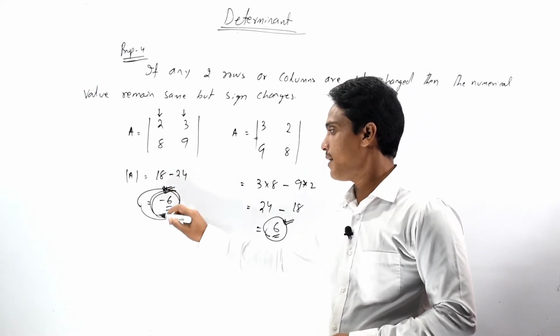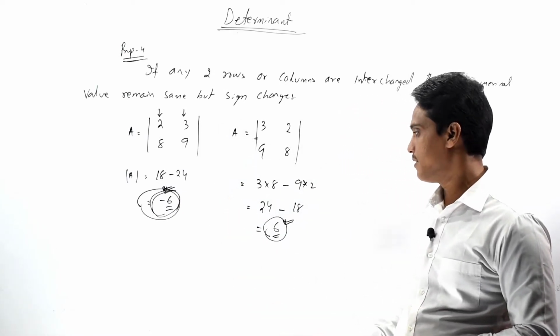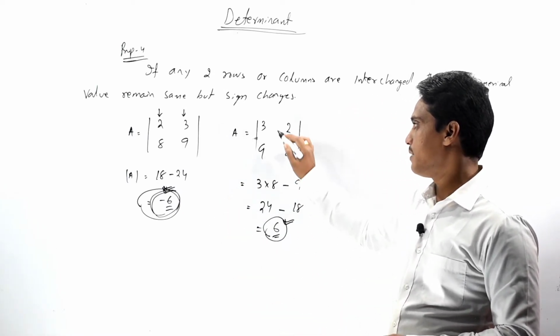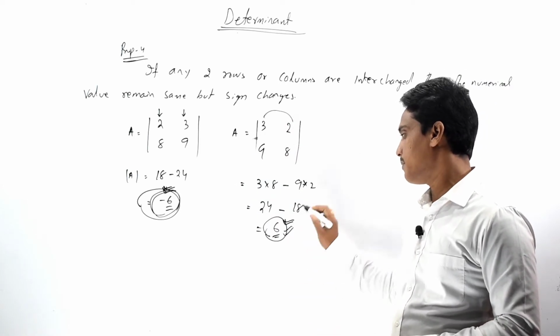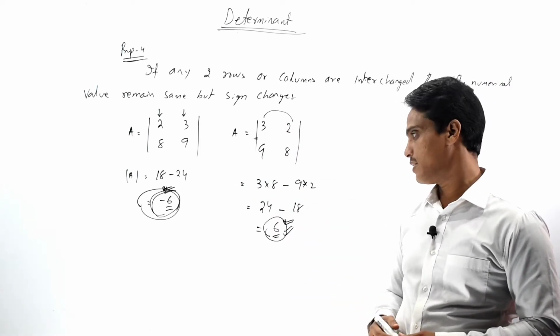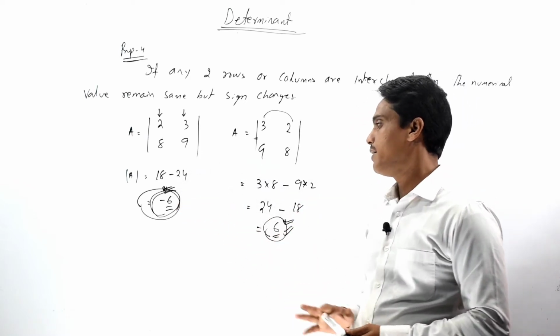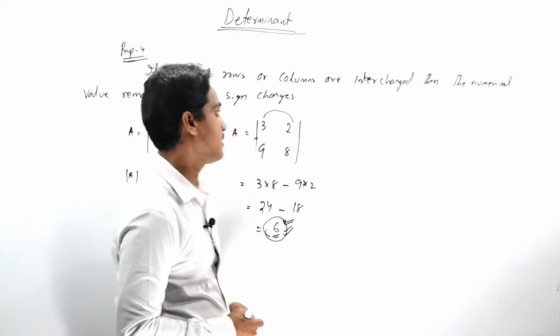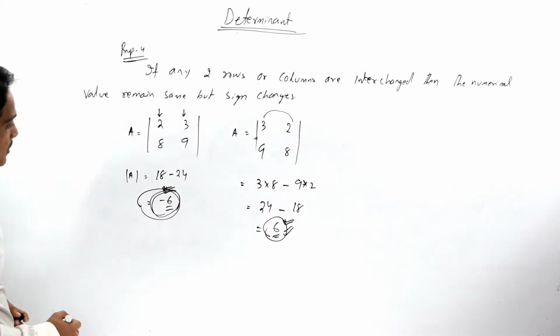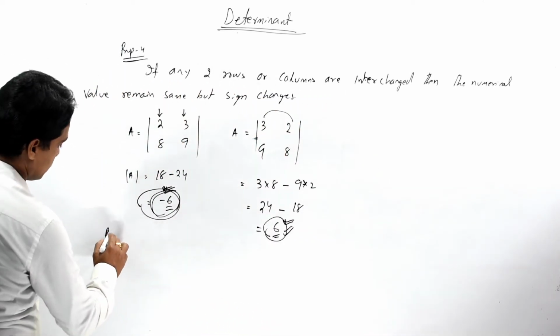Here our determinant value is minus 6, but in case of interchanging the columns, the value of the determinant is plus 6. So the numerical value remains same but sign changes. So now come to our fifth property.